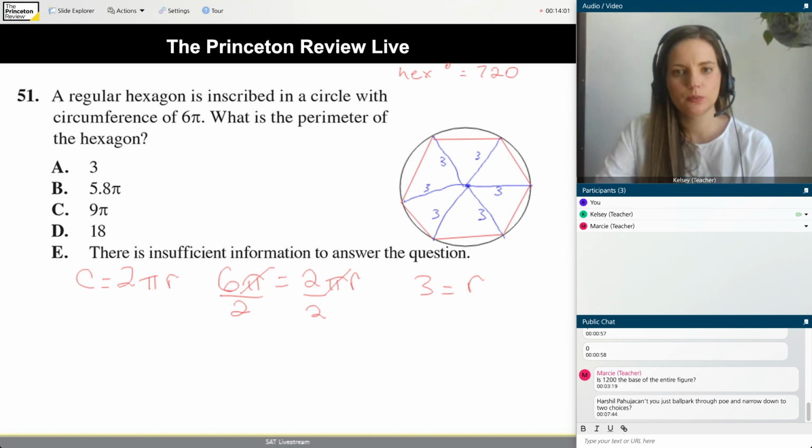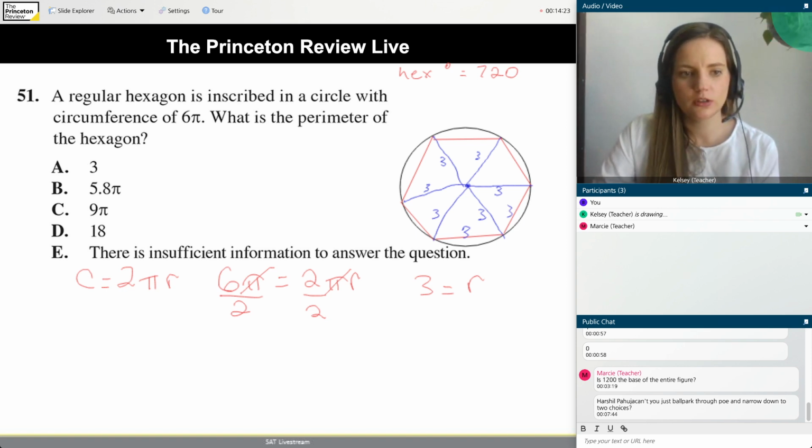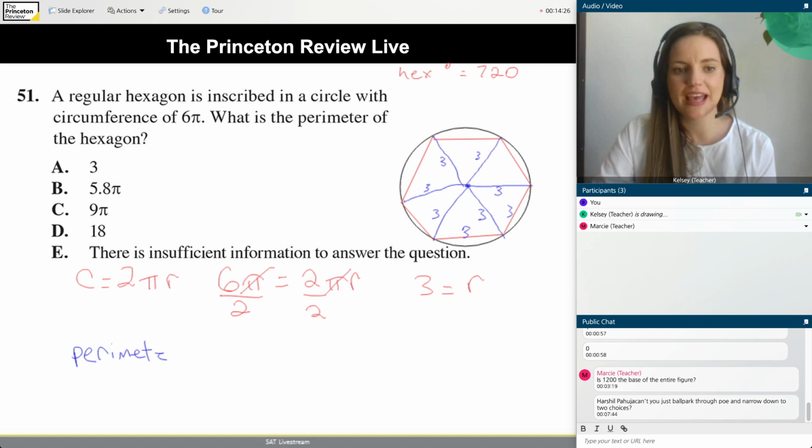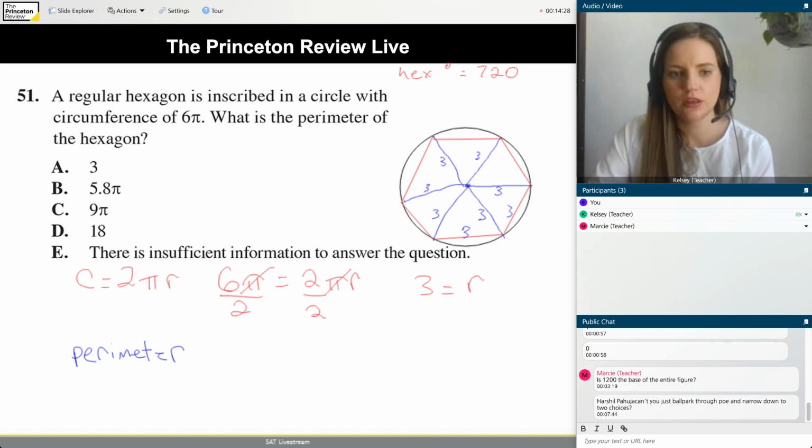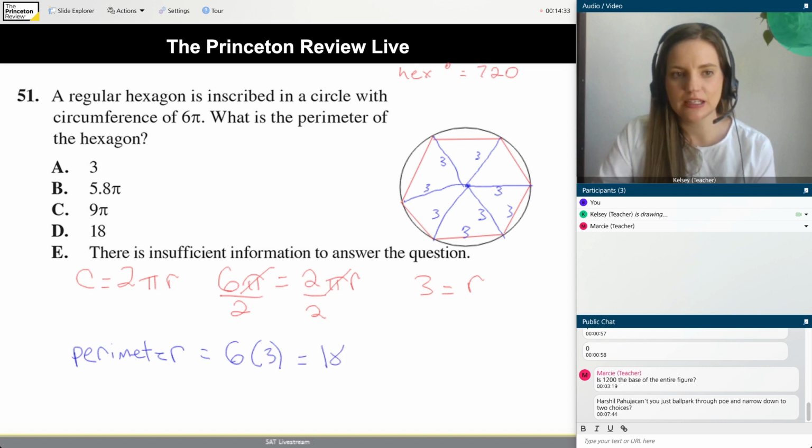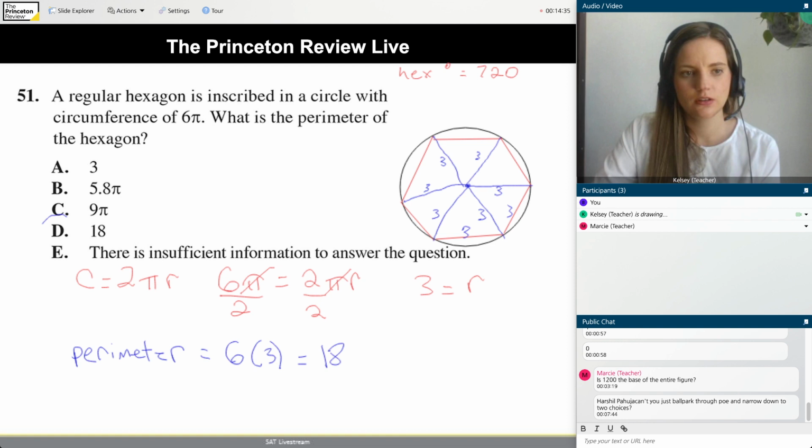So pretty interesting stuff here. We've got basically 6 equilateral triangles in here because we've got a regular hexagon. So keeping that in mind, we can fill in the rest of these sides. If all of these sides are going to be equal to 3, then we can just calculate the perimeter. The perimeter is adding up all the sides of a shape, and there's 6 of them. So 6 times 3 is going to be equal to 18. And we see that that's our answer here.